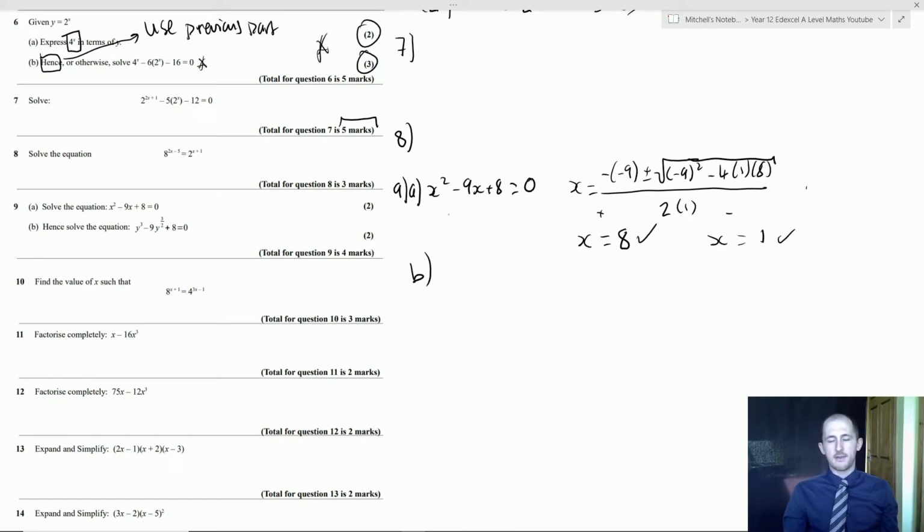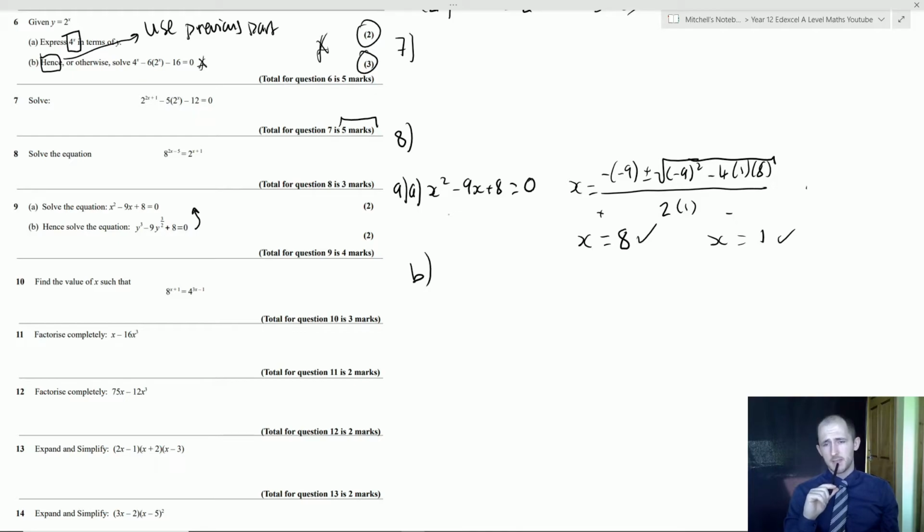Cool. Now it says hence. What does the word hence mean? It means using the previous part. Please, if there's anything you take away from this, make sure that's it. That's a key exam technique right there. So hence solve the equation.